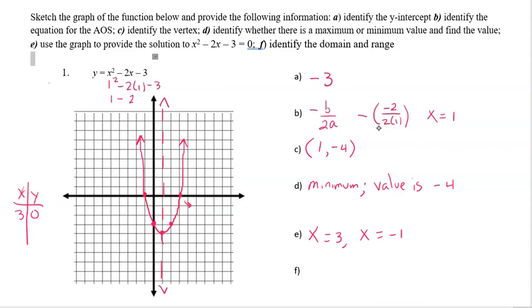And then our last step is to identify the domain and range. So the domain, of course, for all these parabolas is going to be all real numbers. And the range, it's all the y's that start at -4. So just look at the y-coordinate of the vertex again. And they get greater than -4. So y is greater than or equal to -4.